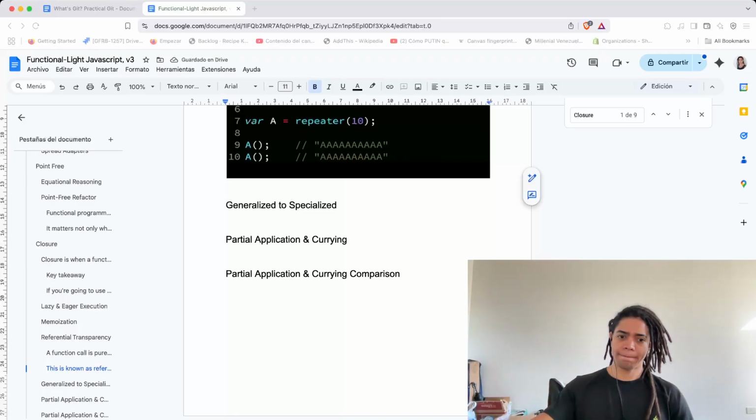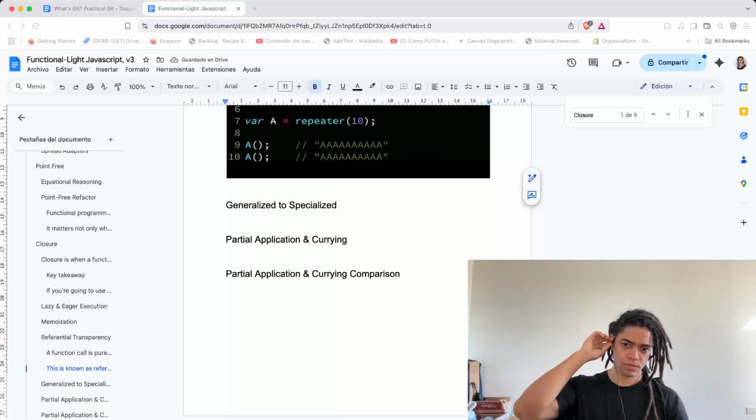All right. Of function specialization, we briefly glimpsed it, and I mentioned things like partial application and currying. We're going to come back and dig into that fully. So that's what we're going to talk about: the idea of going from more generalized functions to more specialized functions. This is a key concept in functional programming.